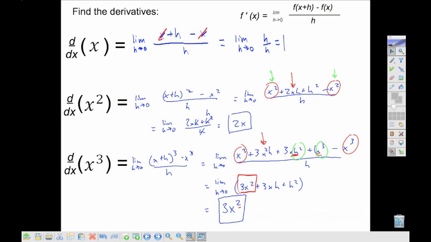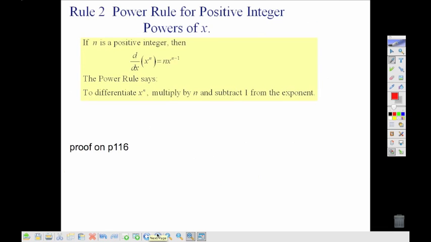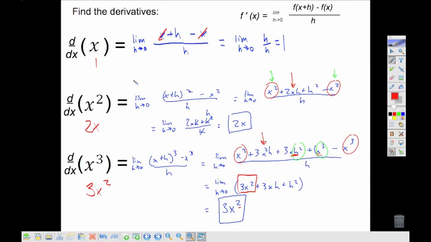Now we should notice a pattern in that, where when we have x it becomes 1, when we had x squared it became 2x, and when we had x cubed it became 3x squared. So the power rule is saying that anytime I take a derivative, if we say x to the nth power, and we want to take the derivative of that, the rule that we're going to follow is we take whatever power we have and we make that the new coefficient, multiply it by x, and then we subtract 1 from our exponent. Let's go back and look at those.